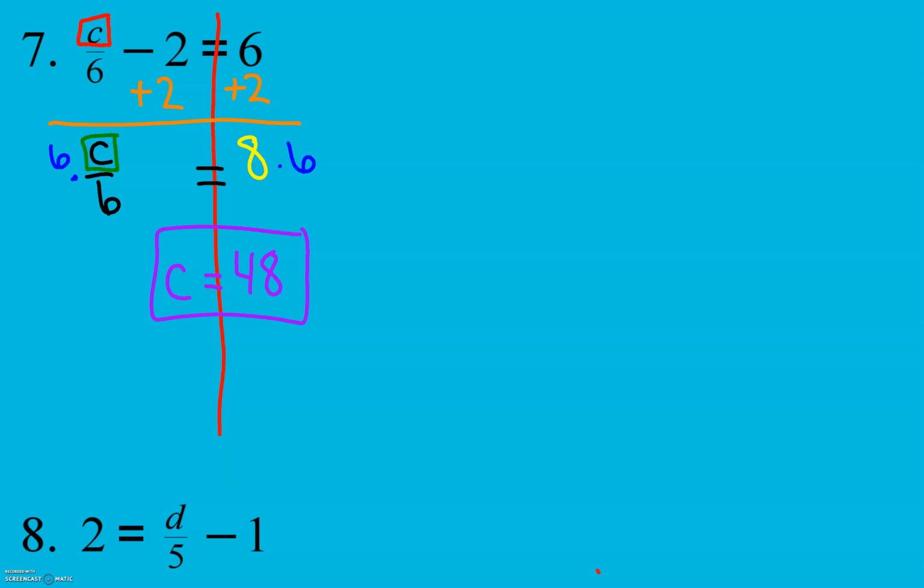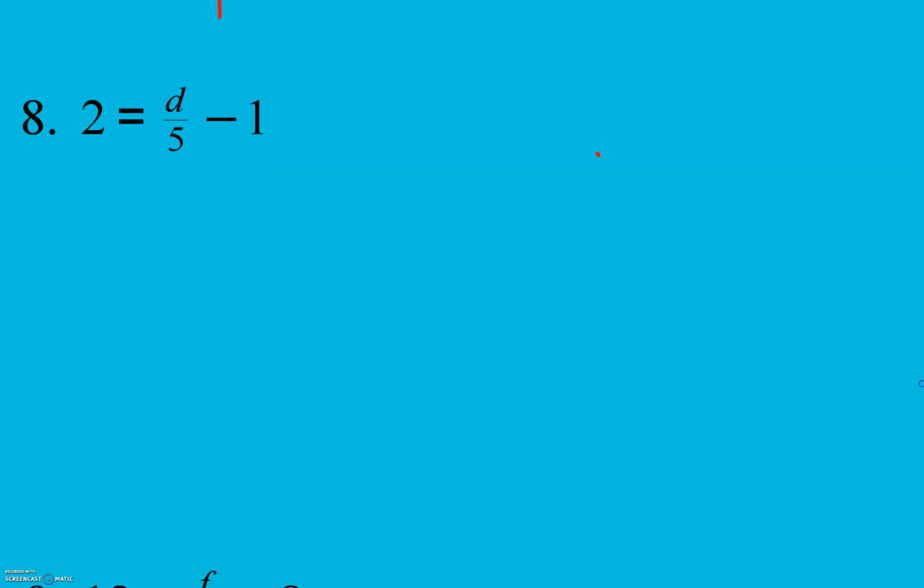Now we want to plug it back in to check and see if we're right. So I have 48 divided by 6 minus 2 equals 6. And we're checking to see if this is true. Well, 48 divided by 6 is 8. When I subtract there, 8 minus 2 is 6. And 6 equals 6, so we are good.